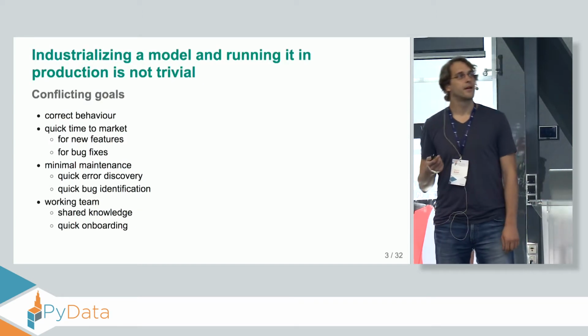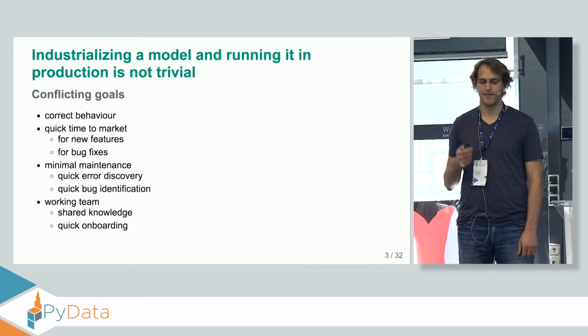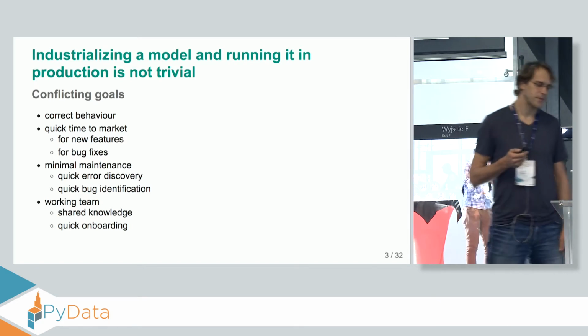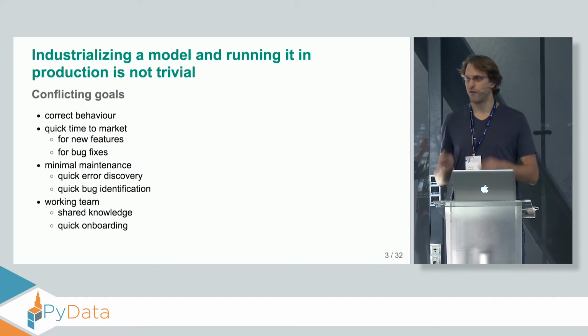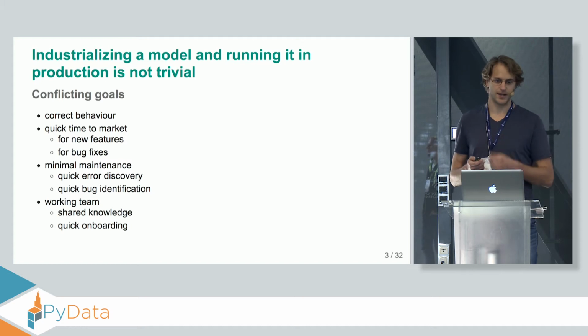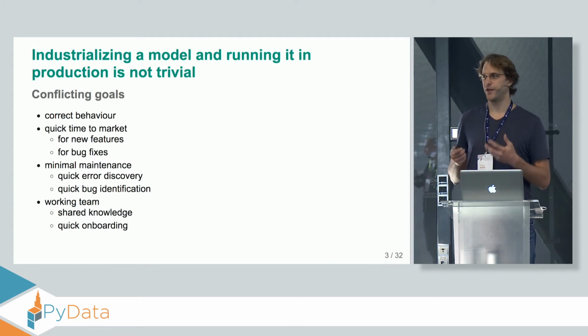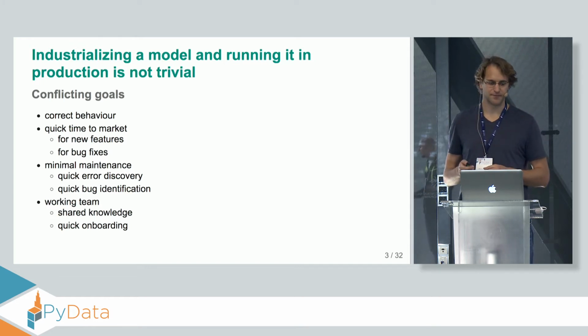So, what this talk is about is you have a model and you want to put it to production. And there are a lot of conflicting goals coming from the business that you want to adhere to. You can see a list in there. And from the engineering perspective, adhering to all these goals can be really challenging.